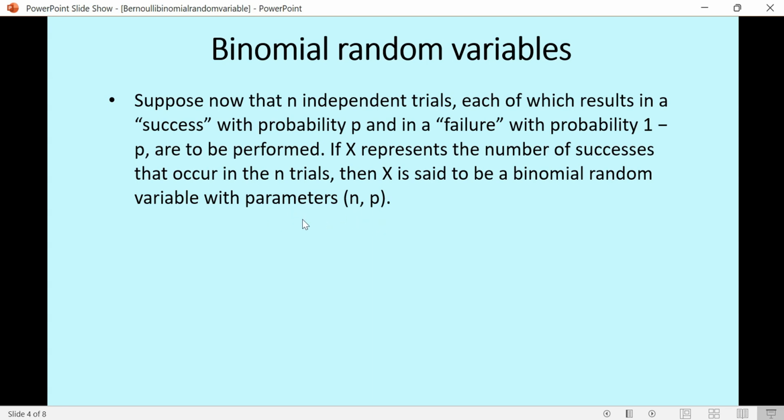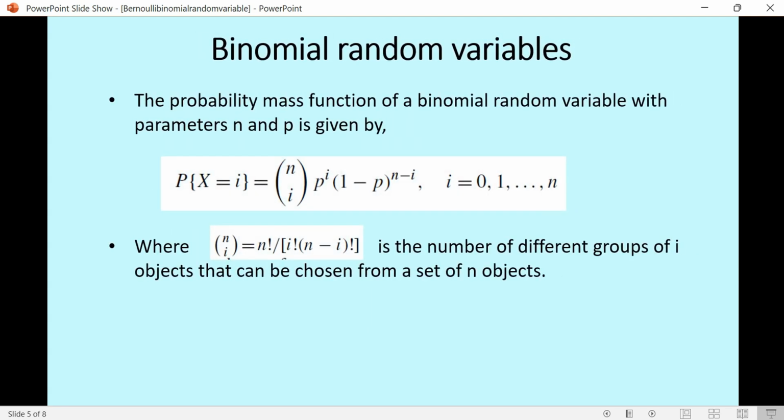Here n is the number of trials. We run n Bernoulli trials, and p is the same as the parameter in a Bernoulli trial. This is the constant success rate in each trial. So it's very clear: there are two parameters, n and p, in a binomial random variable. The probability for a binomial random variable can be expressed as the probability that x equals i. Here i is less than or equal to n, right? Because we cannot have more successes than n trials. So i is no more than n. It can be 0, 1, 2, up to n successes in n trials.